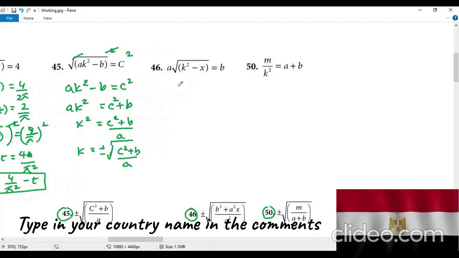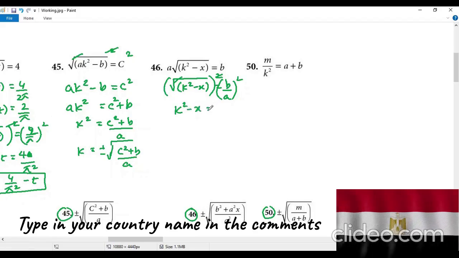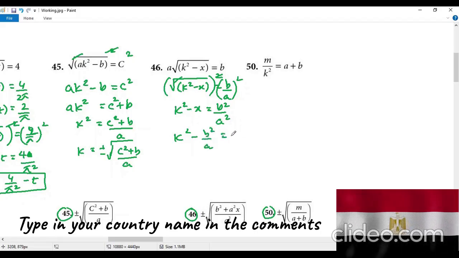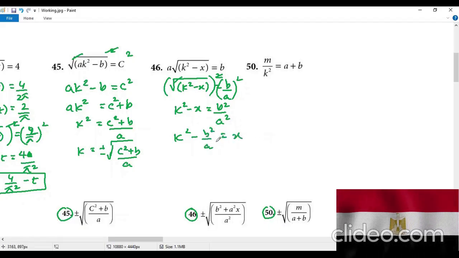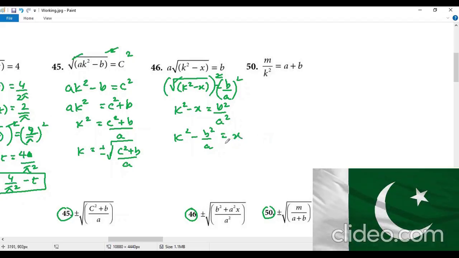Now comes question number 46. A is multiplying here, on the other side it will go and divide. So k square minus x equals b over a. Squaring both the sides will cancel this root. So k square minus x equals b square over a square. Now I will bring k square minus b square over a square equals x. This is going to be your final answer for this question.